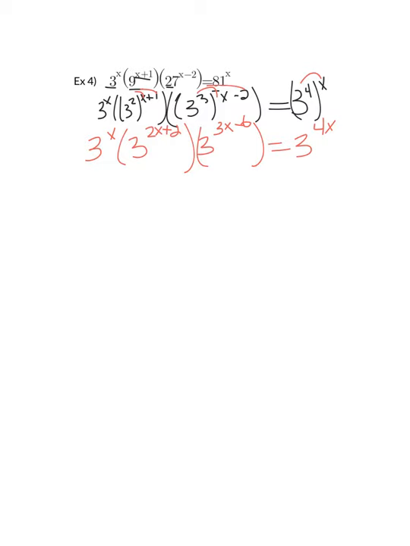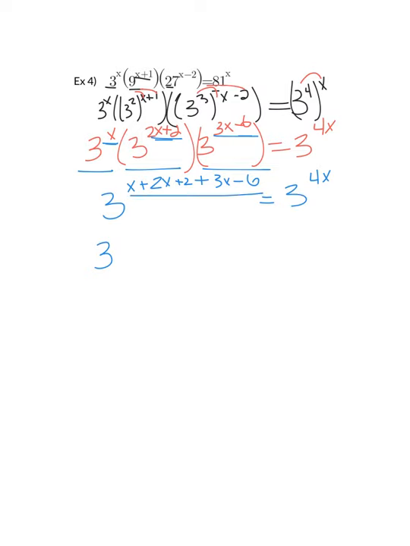Now that I have all of my bases the exact same and I'm just multiplying these 3 terms, I know that I can add all of my exponents. So 3 to the power of x + 2x + 2 + 3x − 6 is equal to 3^(4x). I can simplify this a little bit. I have an x and a 2x, so that's a 3x, plus another 3x, so that's a 6x. And then I have a plus 2 and a minus 6, which gives me the minus 4.